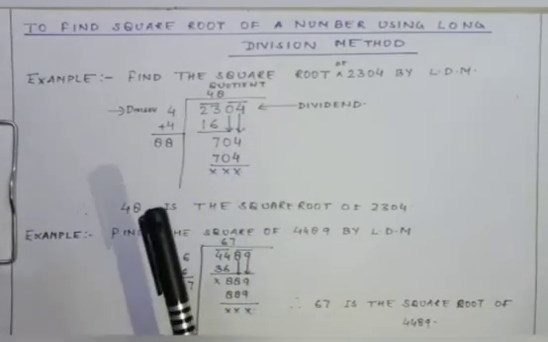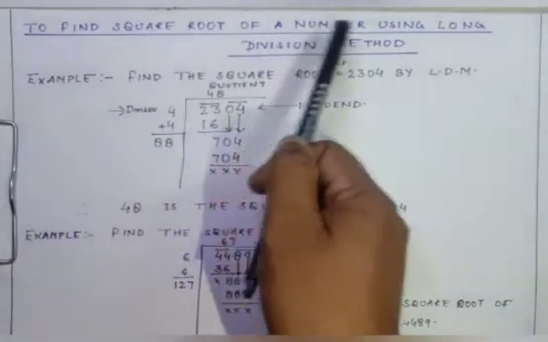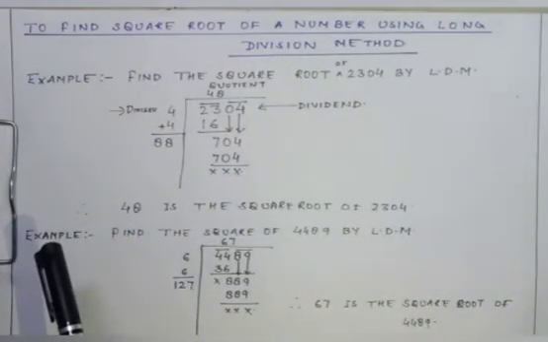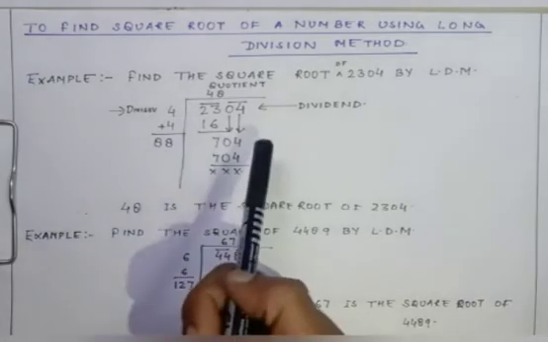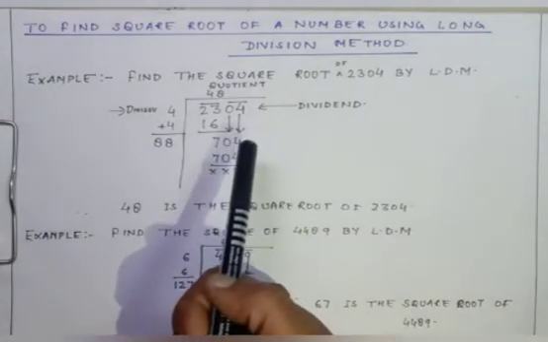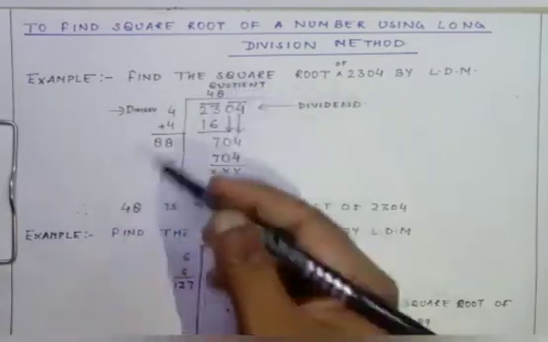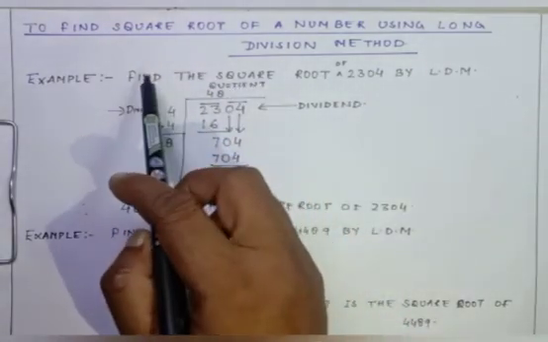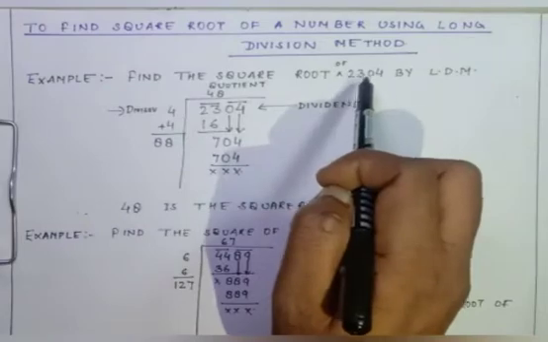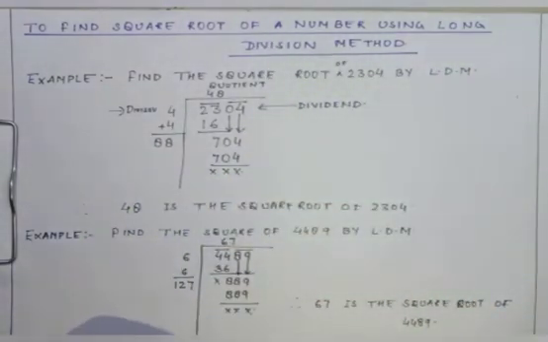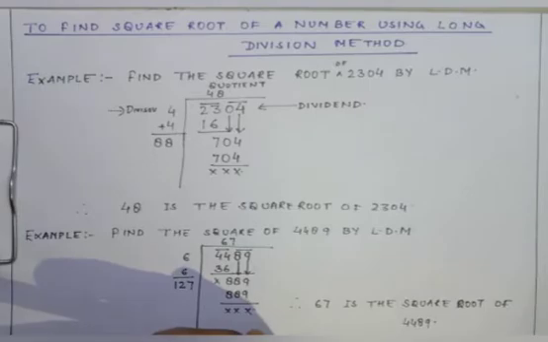Let us see the second method, that is to find the square root of a number using long division method. I know most of you are already familiar with the long division method, so let us revise it again. Over here I have taken an example. Find the square root of 2304 by long division method. So first thing you have to keep in mind is how you are going to find the square root by long division method.